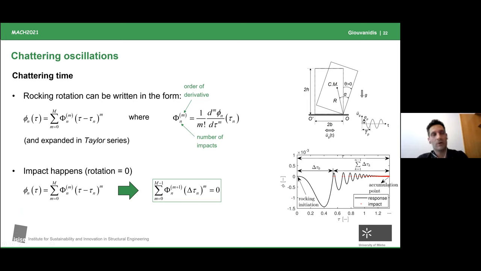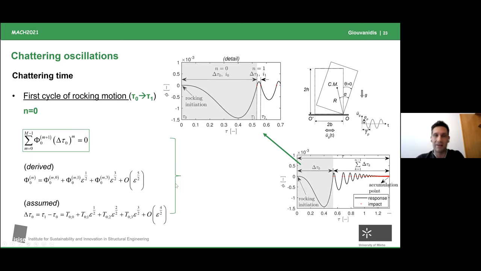In order to do that, we follow, of course, as I told you, the work of Professor Demi and Professor Lenzi. So we assume that rocking rotation can be written in that form and expanded in Taylor series, where the subscript of phi capital denotes the number of impacts and the superscript the order of derivative. And when impact happens, impact is denoted with this red dot here, as you see here, okay? When impact happens, this rotation becomes zero. And after some small calculations, we have this equation, which will be needed later on.